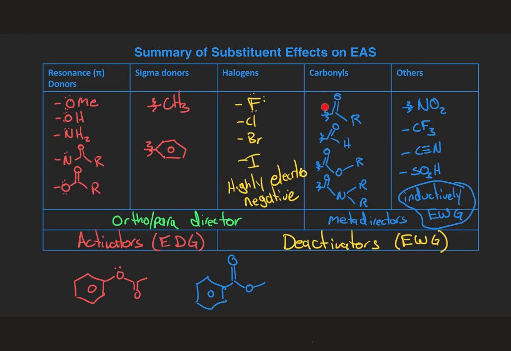If the carbon is directly attached to the aromatic ring, remember that this carbon has no lone pairs and oxygen's electronegative, and so it's going to inductively withdraw electron density away from the aromatic ring. The same is true for these other groups. The atom directly attached to the aromatic ring doesn't have any lone pairs, and the next atom is very electronegative, and so it's going to inductively withdraw electrons away from the aromatic ring.